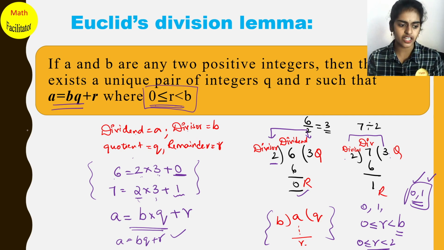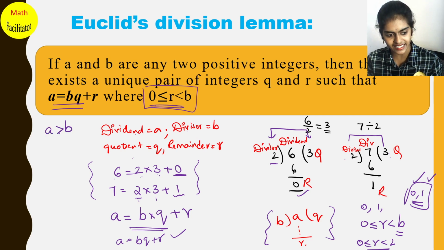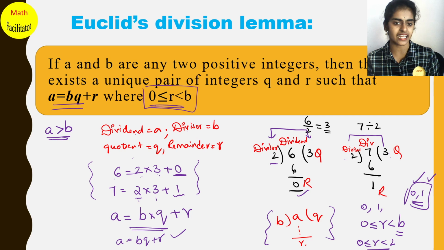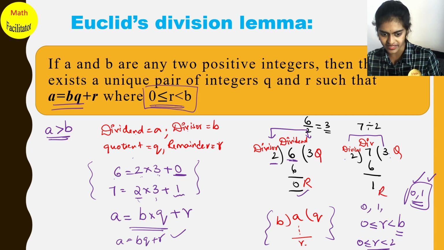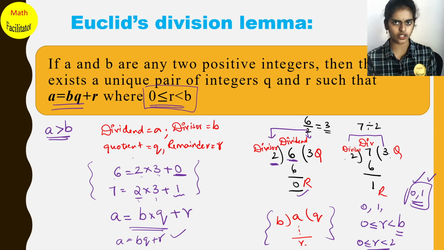And we are also taking that my dividend is greater than the divisor. Only then can you happily divide, otherwise you get a decimal value, isn't it?